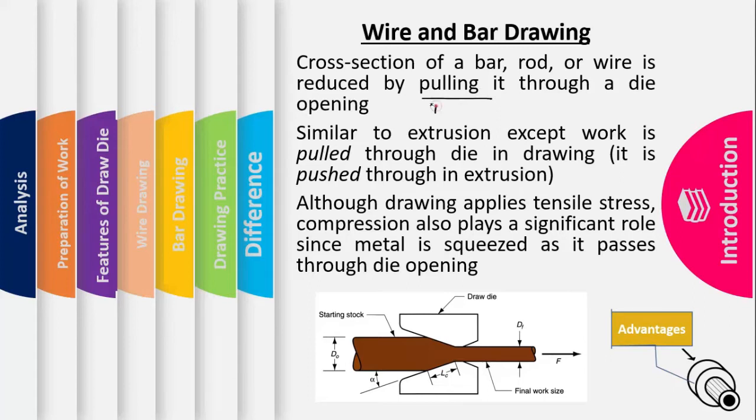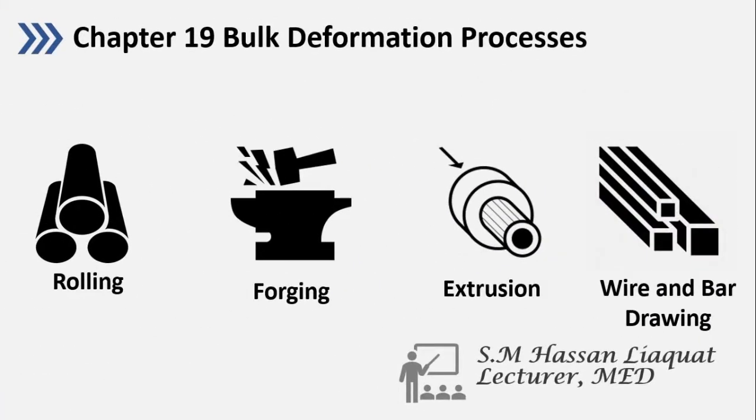There are tensile forces involved. While in the other cases of bulk deformation, either in rolling or in forging or in extrusion, we have compressive forces involved. But in the case of wire and bar drawing, we have tensile forces involved here, right?